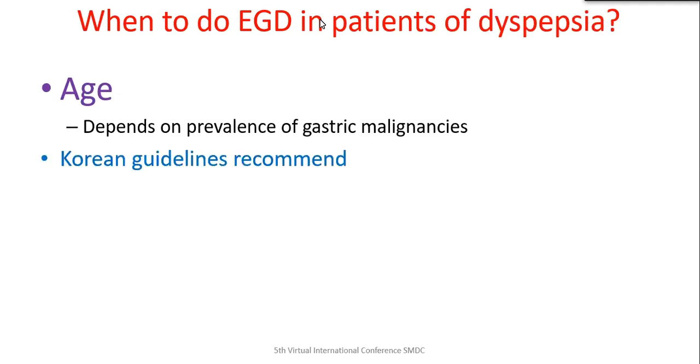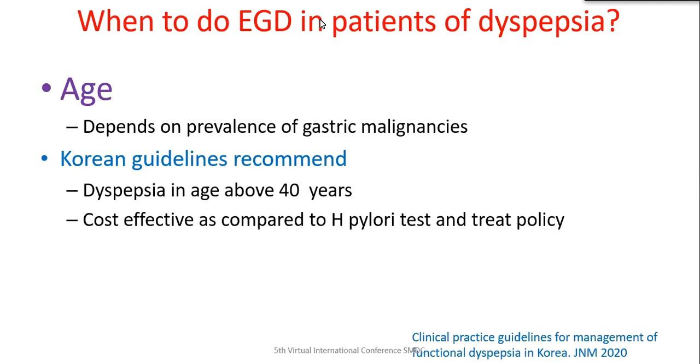And if you see the Korean guidelines, they recommend endoscopy in every patient above 40 years of age with dyspepsia. And they have found it cost effective as compared to the H. pylori test and treat policy. They recommend first doing an endoscopy, and if there are no organic causes, then going for the H. pylori test. So where do we stand?